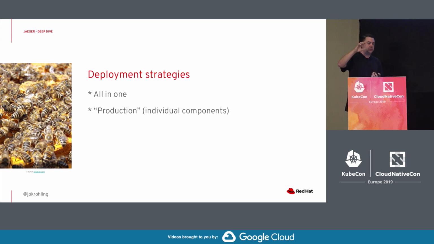Now, when you move to production, though, you probably want to at least split the query from the collector, because the collector has to be highly available and highly scalable. And the UI or the query is probably a low-traffic application, so it can be on its own pod with, I don't know, one replica, whereas the collector probably should be distributed with a lot of replicas.